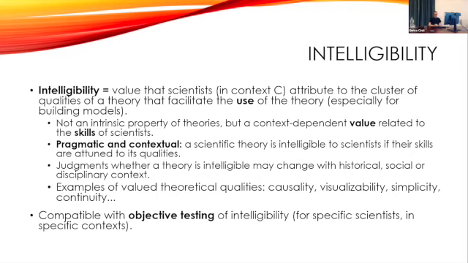intelligibility is the value that scientists in a context C attribute to the cluster of qualities of a theory that facilitate the use of the theory, especially for building models. So it is not an intrinsic property of a theory, but a context-dependent value that is related to the skills of scientists. In their paper, they also distinguish between microscopic, macroscopic, and mesoscopic aims of science. The relevant scientific community is defined at the mesoscopic level. So this notion is pragmatic and contextual, because a scientific theory is intelligible to scientists if their skills are attuned to its qualities.